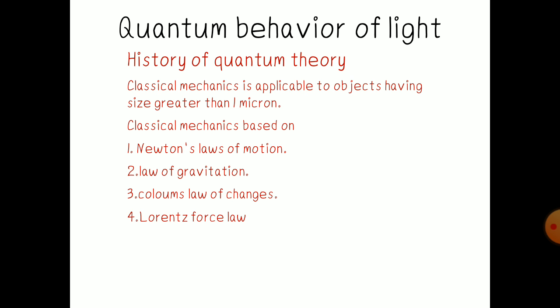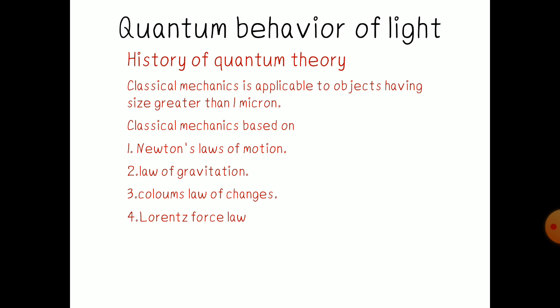particular article. Now you know that there are different types of mechanics which you have studied in the last year: classical mechanics, statistical mechanics, quantum mechanics. These are the different types of mechanics. Generally, classical mechanics is applicable to objects with size greater than 1 micron. If the object has size greater than 1 micron, the study of such objects falls under classical mechanics.